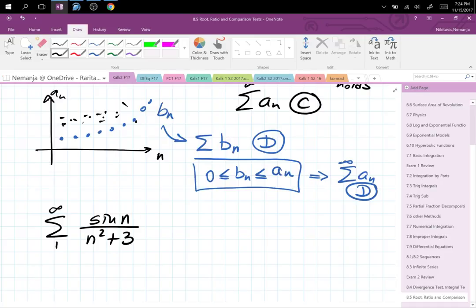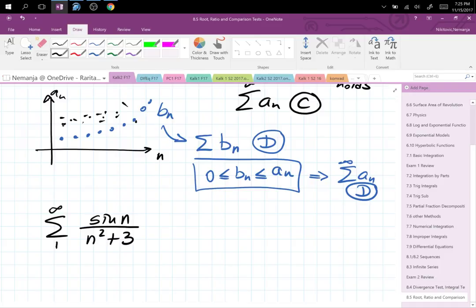Sine n can't go above 1. That must be clear to you, because you know that the range of the sine function is 1, right? So the most this can be is 1. And the denominator can go to infinity, right? So it seems like it takes the dive, right? But then you say, hold on.